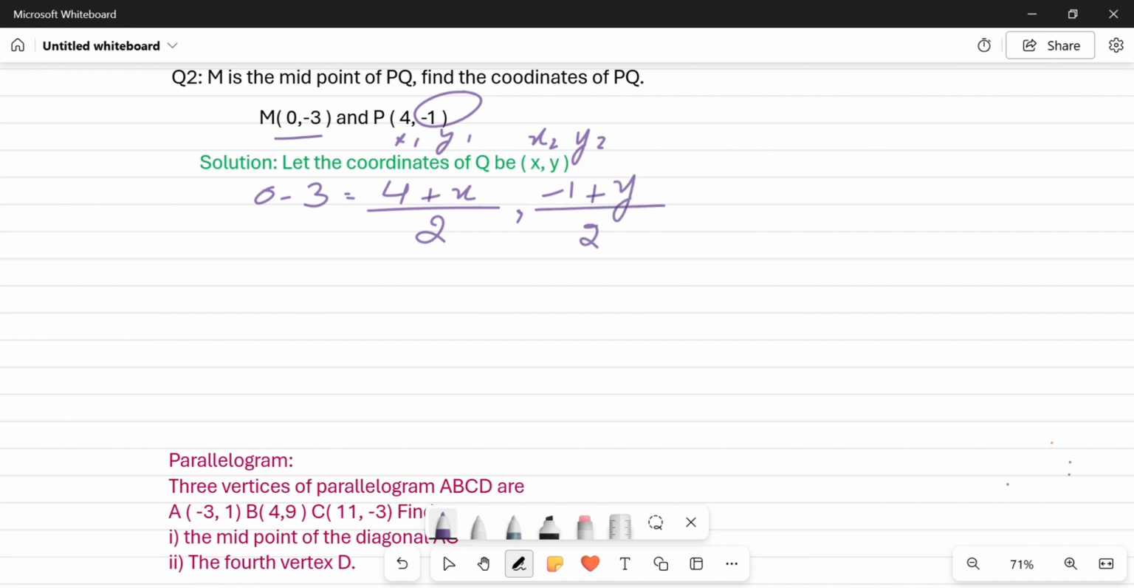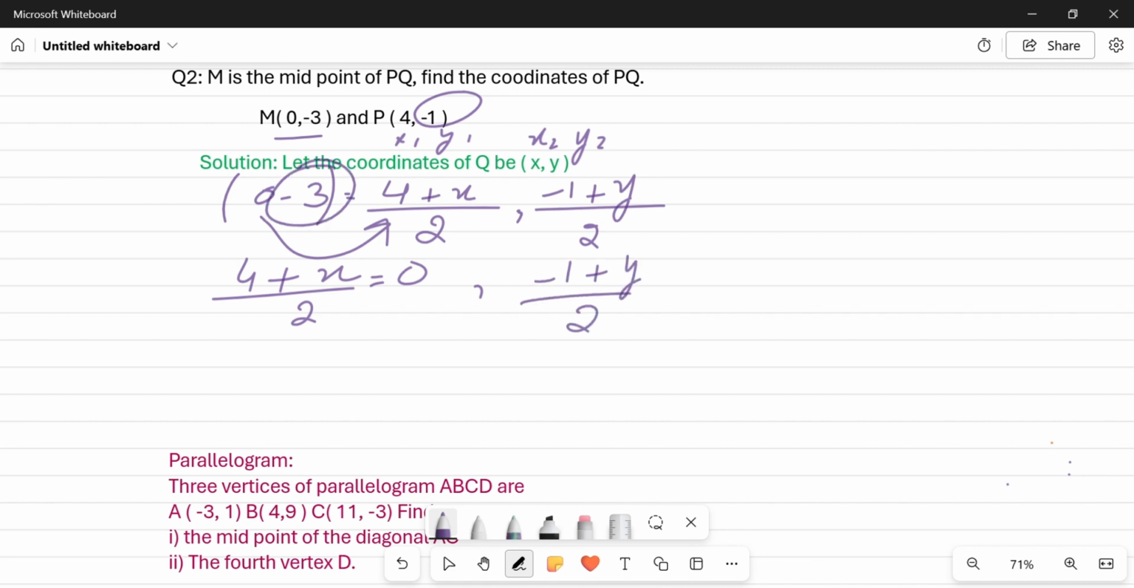Now we will take the x coordinates and make an equation, because we need to find the value of x. So 4 plus x over 2 equals 0. Now the y value: -1 plus y over 2 equals -3. When we solve it, we will get one x value and the other one is the y value. How are you going to solve this? Cross multiply. When we cross multiply, we get 4 plus x equals 2 times 0, which is 0. And multiplying 2 with -3 gives negative 6. So -1 plus y, because here it's over 1, and this one is -6.